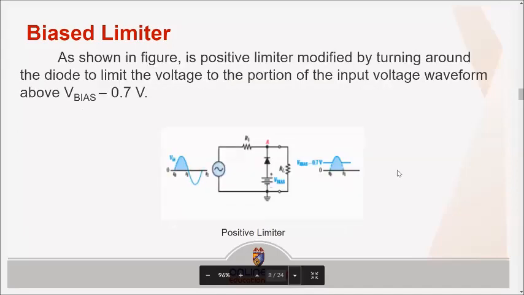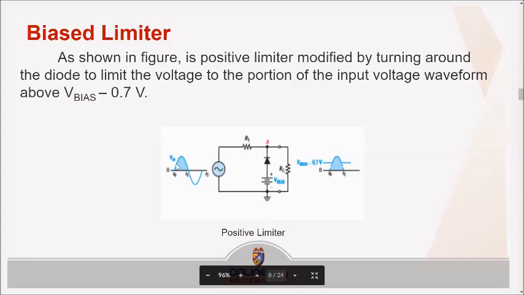Okay, next we have, as a discussion, also a continuation with bias limiter. As shown in the figure, a positive limiter is modified by turning around the diode to limit the voltage to a portion of the input voltage waveform. Then the value of the limit is voltage bias minus 0.7. Before, it was voltage bias plus 0.7. Now here it is voltage bias minus 0.7 volts. Okay, that is the limit value.